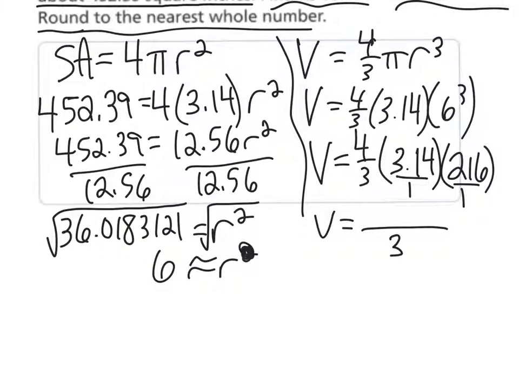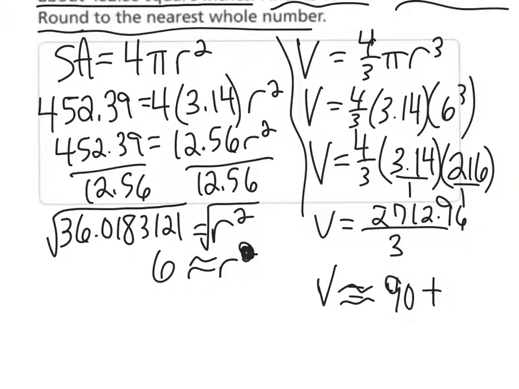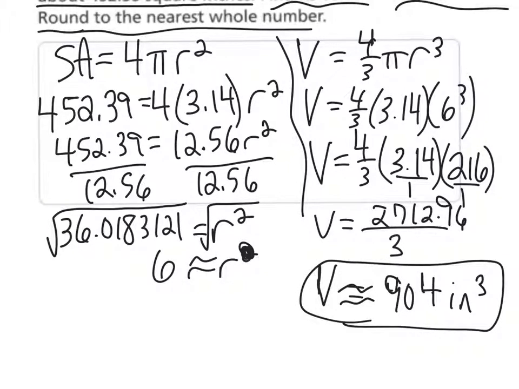So multiplying across, that'd be 2,712.96. And we'll divide that by 3. And they said to the nearest whole number, so the nearest whole number would be 904. So 904 cubic inches approximately would be our volume. So this gives you an idea of how to find the volume of spheres.